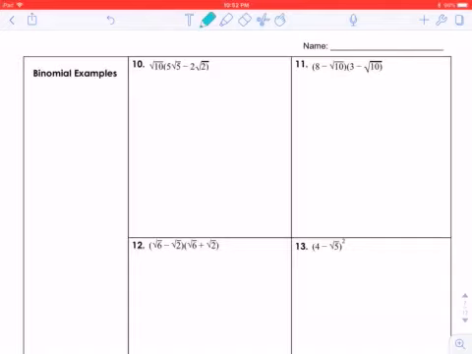All right, so we are back. This is part 2 of multiplying, and we're going to work with some binomial examples. So, if you are just tuning in, we are multiplying together, which means we do outsides with outsides and insides with insides. All right, so let's see here.